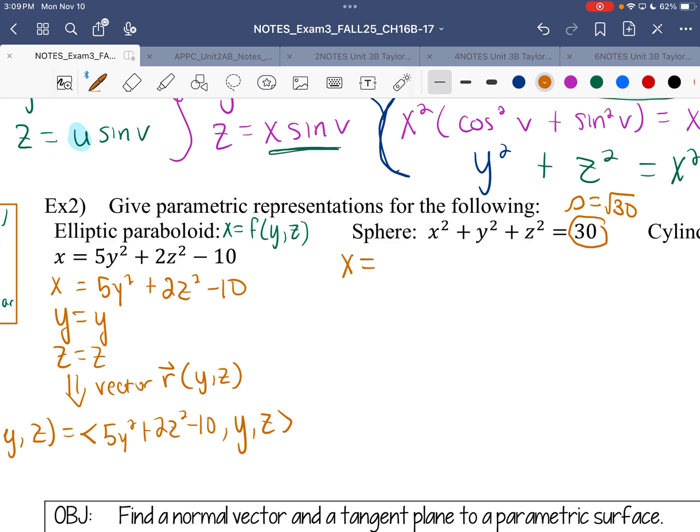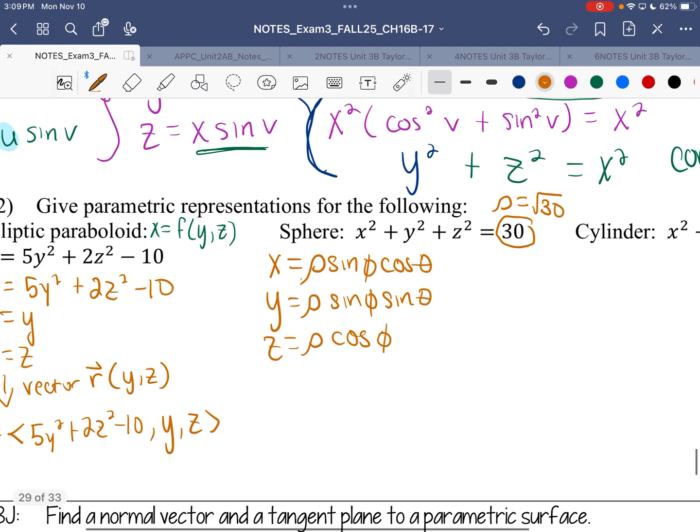What is x in spherical? Rho sine phi cosine theta. Y is rho sine phi sine theta. Good. And z is? It's the different one. So really we're going to have square root of 30 sine phi cosine theta, square root of 30 sine phi sine theta, and square root of 30 cosine phi.